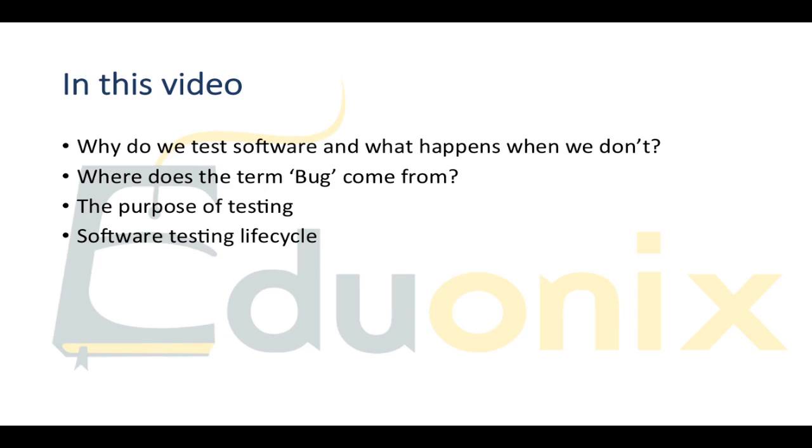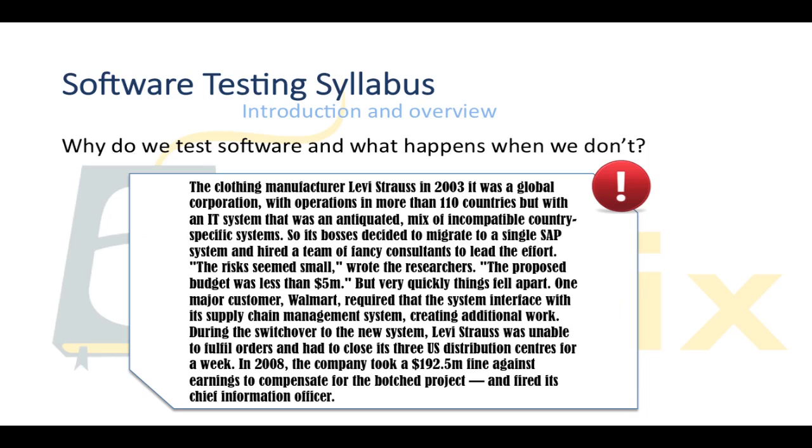So in this video we're going to cover why do we test software and what happens when we don't, where does the term bug come from, the purpose of testing, and the software testing lifecycle. So why do we test software and what happens when we don't? This was one of the most expensive examples I could find in the press. I'll just read it out to you.